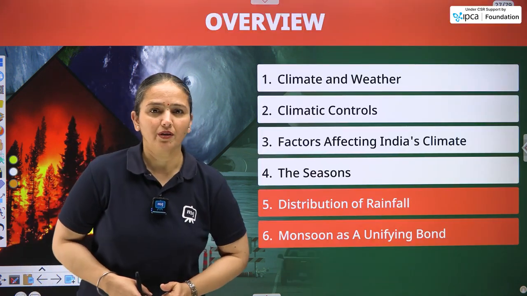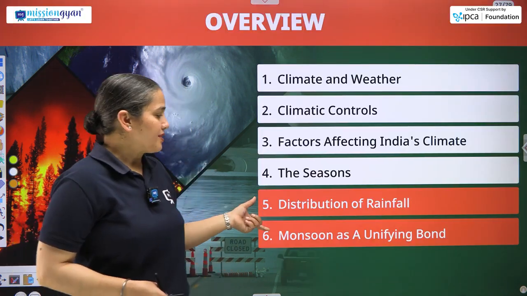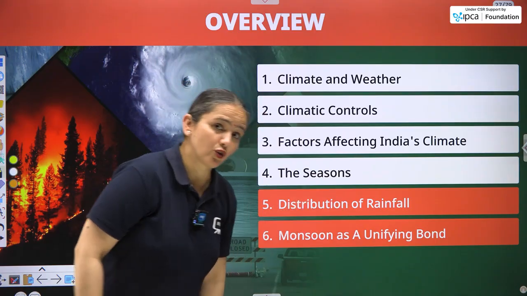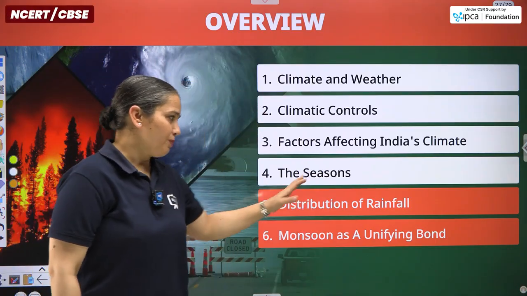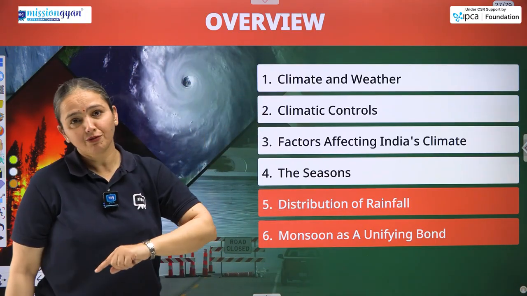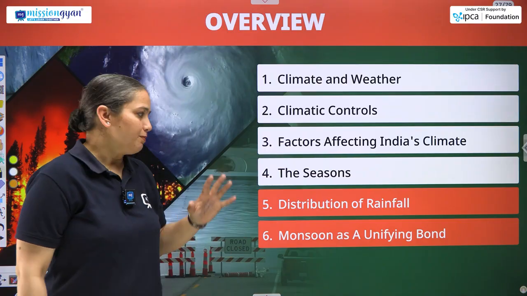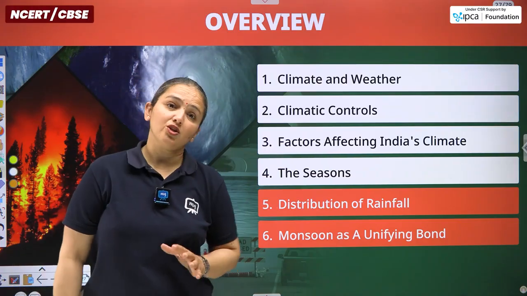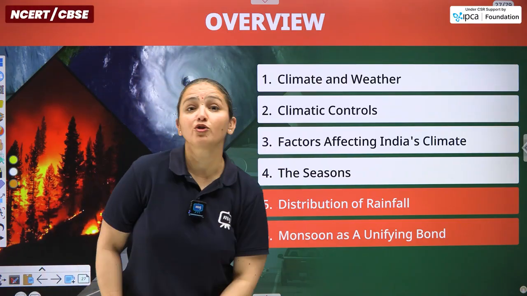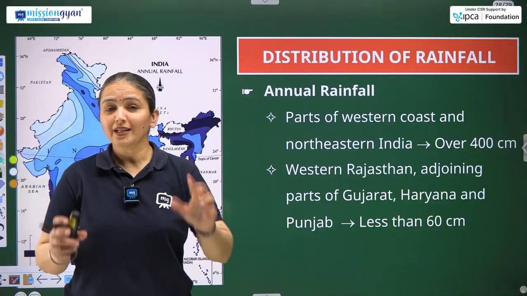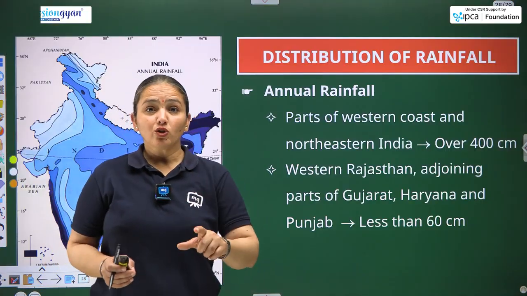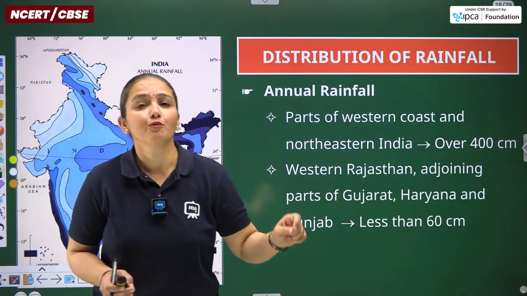So which is that topic? We are going to comprise and discuss both these topics collectively. Distribution of rainfall will be discussed first, and finally, ending the chapter's discussion, we will discuss the monsoon as a unifying bond. So let's start today's class with the topic of distribution of rainfall.